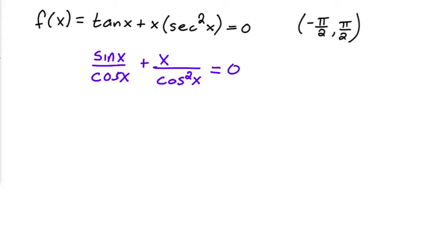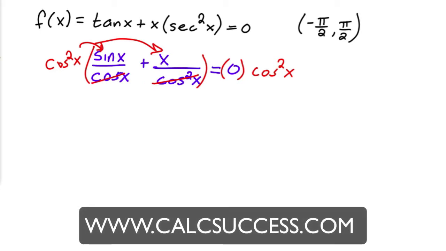Okay, so I know that cosine is going to be equal to 0 at pi over 2, but since that's out of the domain, I don't have to worry about it. So then I can multiply both sides by cosine squared, and when I distribute it inside, that's going to get rid of this one, and so then what I'm going to have is sine of x times cosine of x plus x is equal to 0.